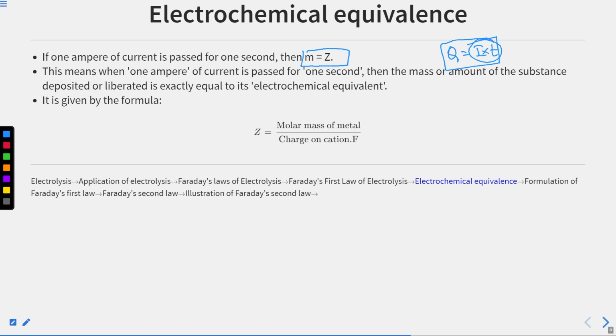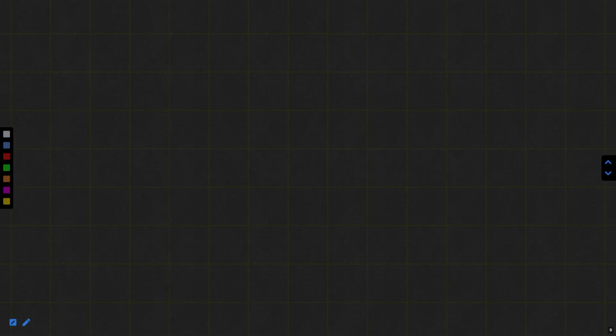Okay, is this clear? So the formula is molar mass of the metal divided by charge on the cation multiplied by Faraday. Faraday's value is 96500. So what is this Faraday first of all? For those who don't know, I've told you earlier also. It is basically the charge. What is 1 Faraday? It is the charge on 1 mole of electrons.